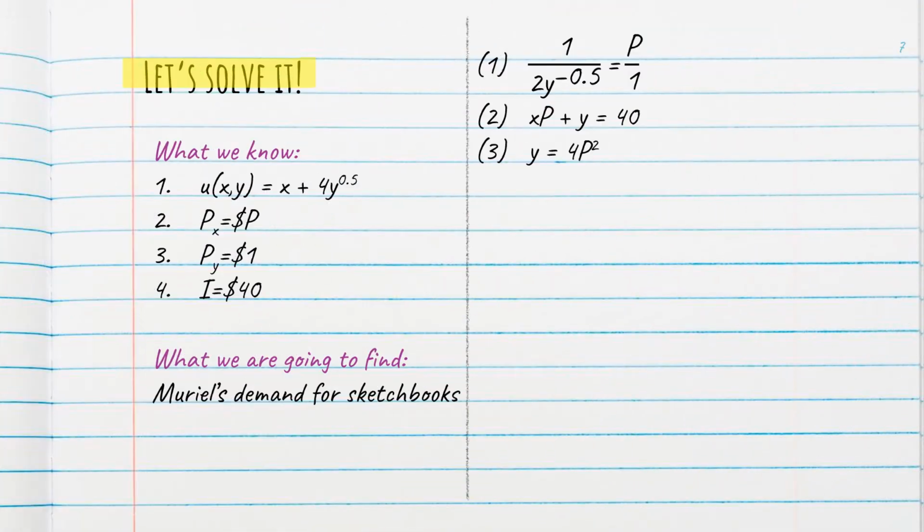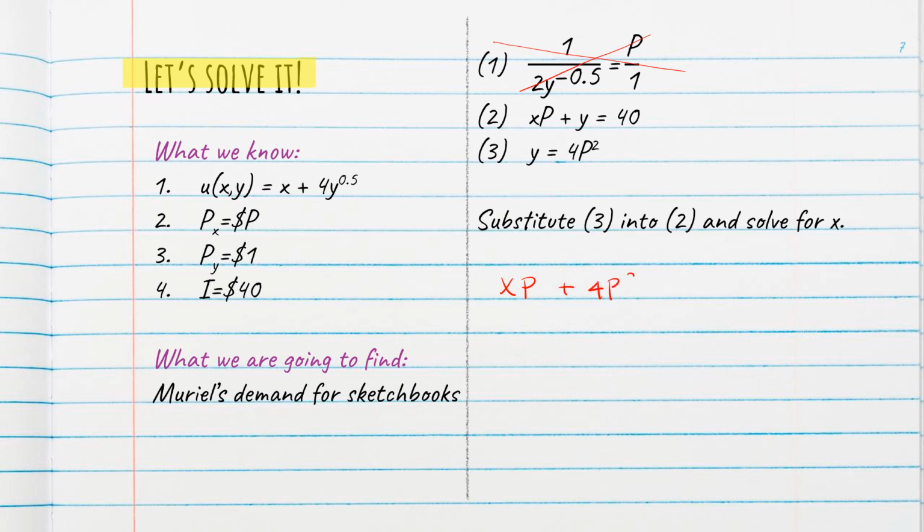So we're almost done. We know how Y depends on P, and we've extracted all the information we could out of that tangency condition. So what we need to do now is take equation 3, that relationship between Y and P, and plug it into the budget line, which is equation 2. By doing that, we're substituting in what we know about Y so that we can solve for X. So I have X times P plus Y, where Y is 4P squared, is equal to 40.